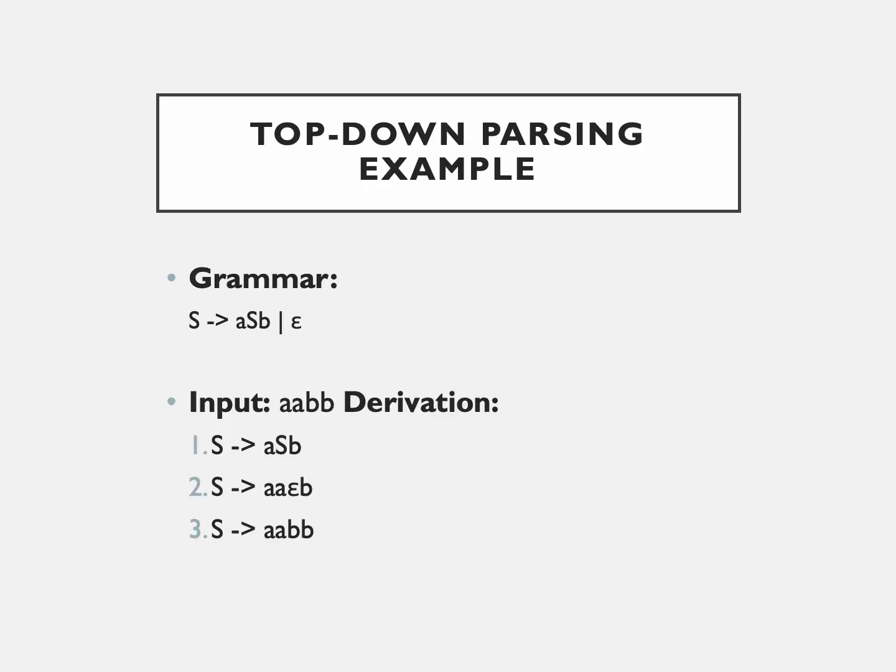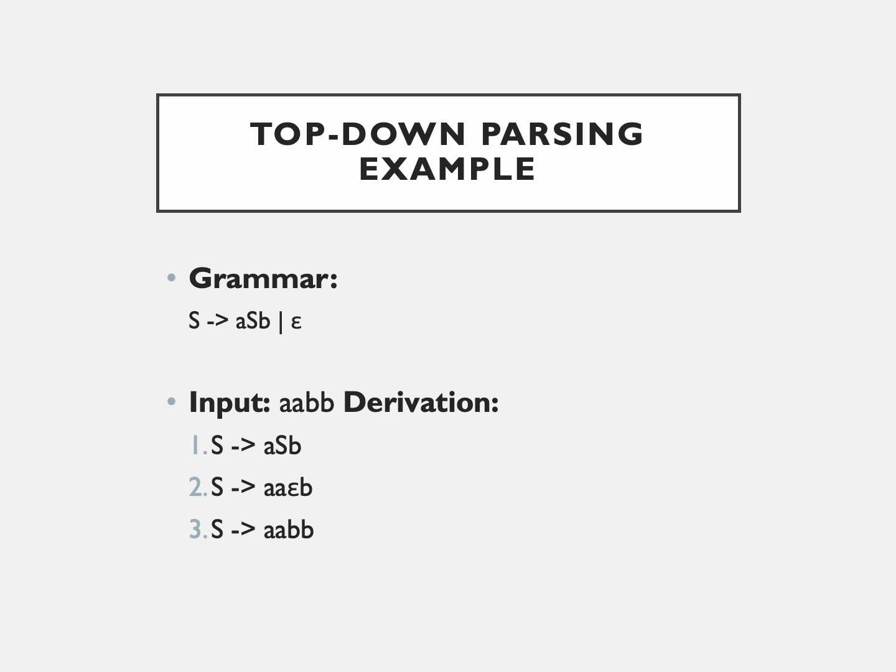Okay, now let's explore a practical example of top-down parsing using the provided grammar and input string. Now the goal is to derive the string AABB step by step. So the grammar rules are, first one is S pointing to aSb, then second is S pointing to E, where E represents the empty string. Now the input string to parse is AABB.